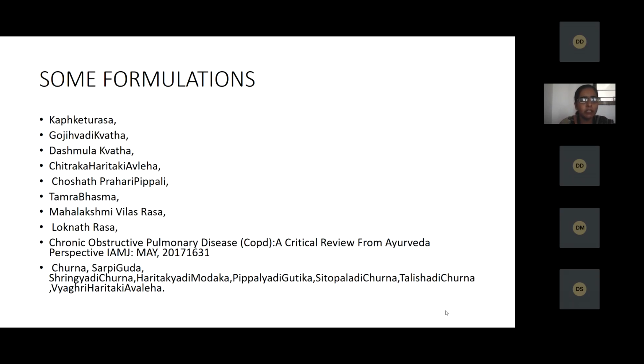Here are some formulations with the reference also. There are Kanakasava, Sarasvata, Ojivadi Kwatha, Dashamoola Kwatha, Chitraka Haritaki Avaleha, Tamra Bhasma, Mahalakshmi Vilasa Rasa and Lokanatha Rasa. These are used mainly in chronic obstructive pulmonary disease, COPD.